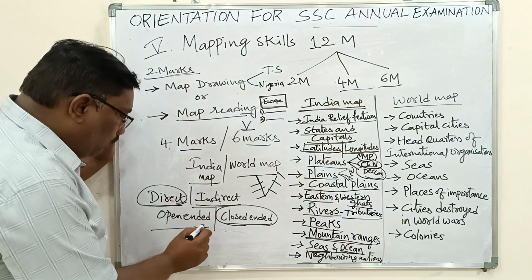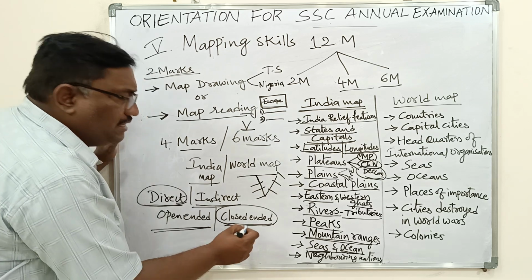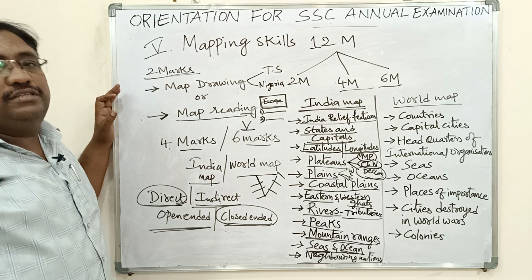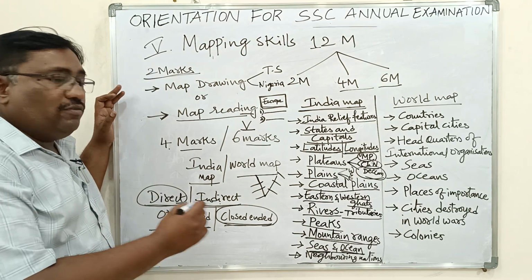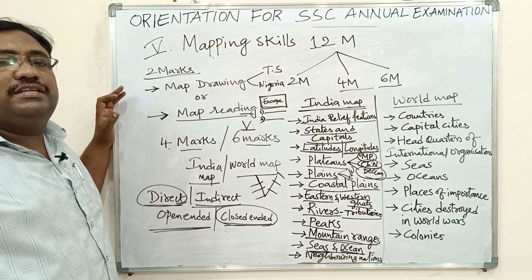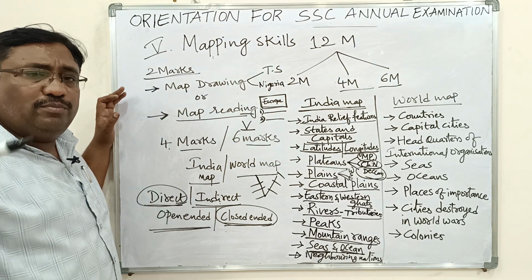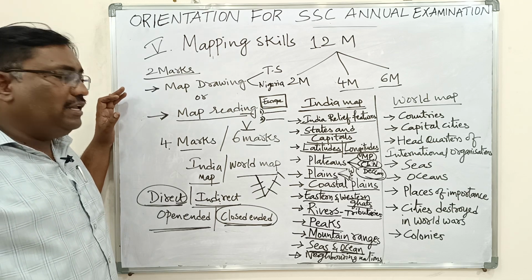Next, coming to open-ended and closed-ended questions. Closed-ended is nothing but a direct question. Open-ended means the choice is given to the students to choose whatever they want. For example, any one Himalayan hill station: you can take Shimla, you can take Nainital, you can take any one example.